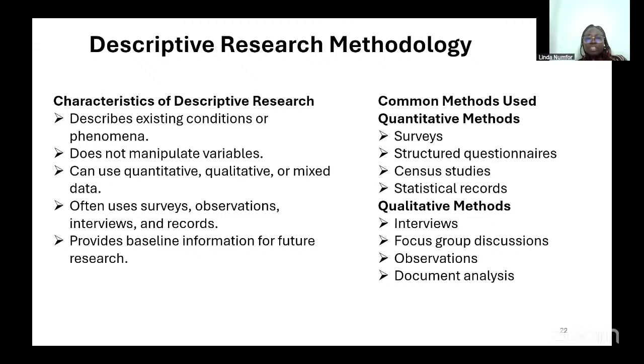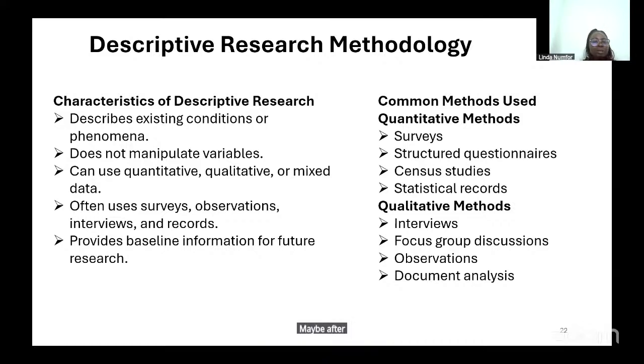And the characteristic of descriptive research is that it describes existing conditions or different phenomena that happen. As we said, it does not manipulate variables, but it can use quantitative, qualitative, or mixed data. You can actually use quantitative and qualitative in descriptive research. It often uses surveys, observations, interviews, records.